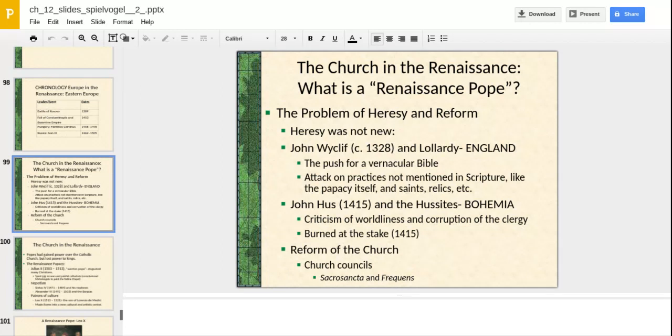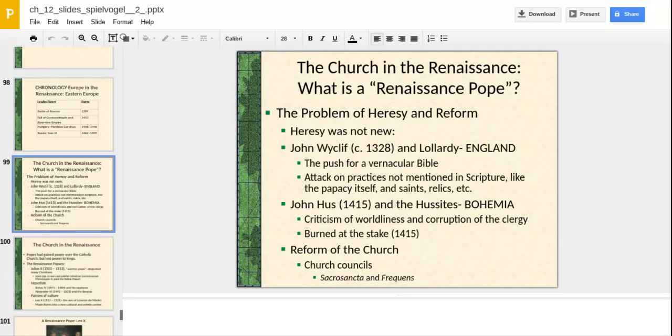Now, John Huss and the Hussites are from Bohemia. And their criticism is of the worldliness and corruption of the Catholic clergy. That they're taking wives and they're having mistresses and illegitimate children. The church invites him to talk with them under a flag of truce, and they promptly ignore their own flag. They torture him and they burn him at the stake.